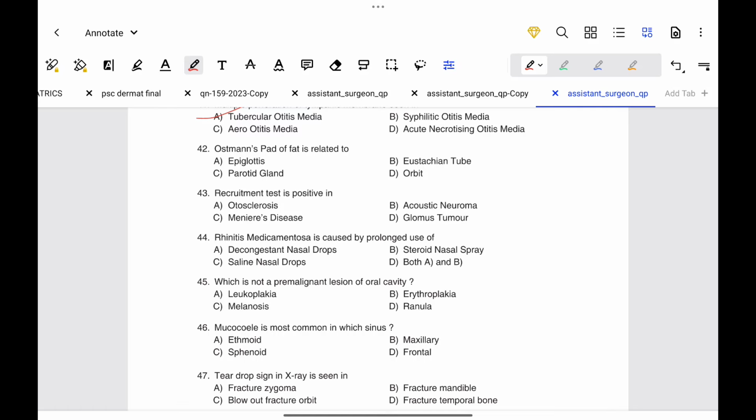Okay. Ostmann's pad of fat is seen in the eustachian tube. Okay. Recruitment phenomenon that is seen in cochlear lesion. Here the cochlear lesion seen is Meniere's disease. Meniere's disease is the cochlear disease. Otosclerosis is conductive hearing loss. Acoustic neuroma is retrocochlear. Okay.